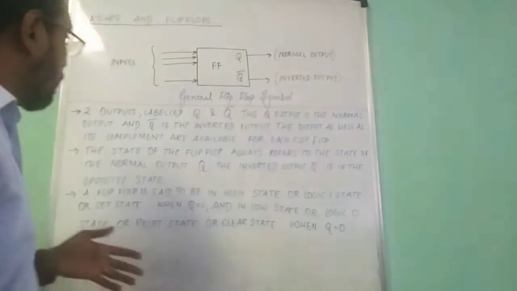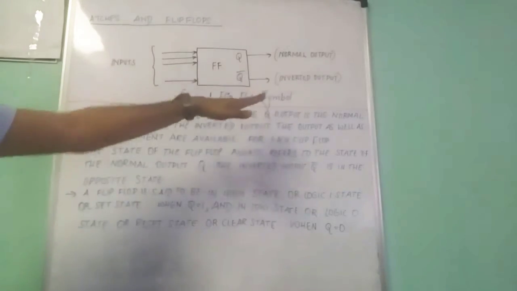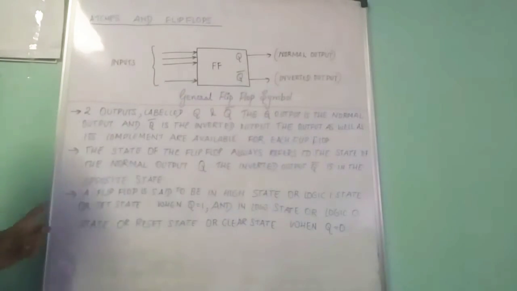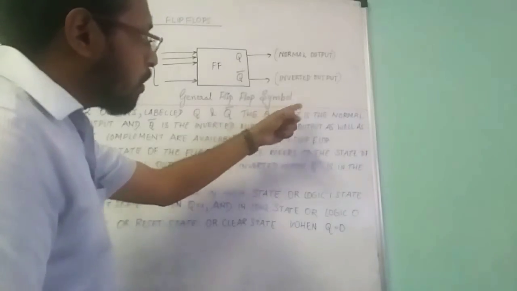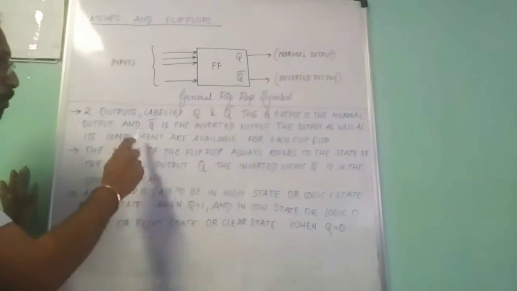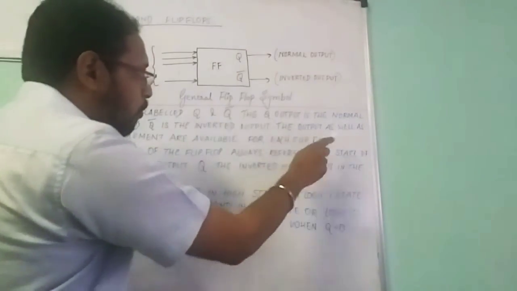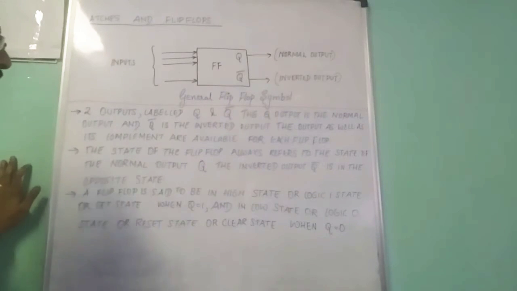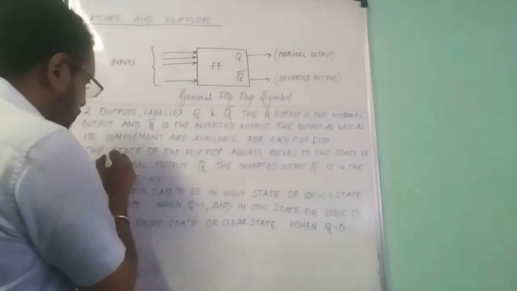So here is the normal output and inverted output. Here we have two outputs labeled Q and Q bar. The Q output is the normal output and Q bar is the inverted output. The output as well as its complement are available for each flip-flop. The state of the flip-flop always refers to, this is important, okay?